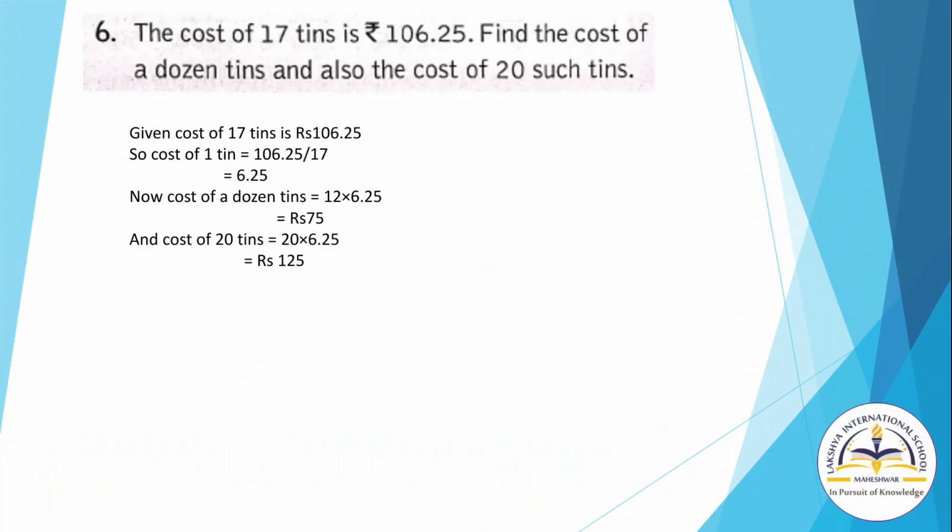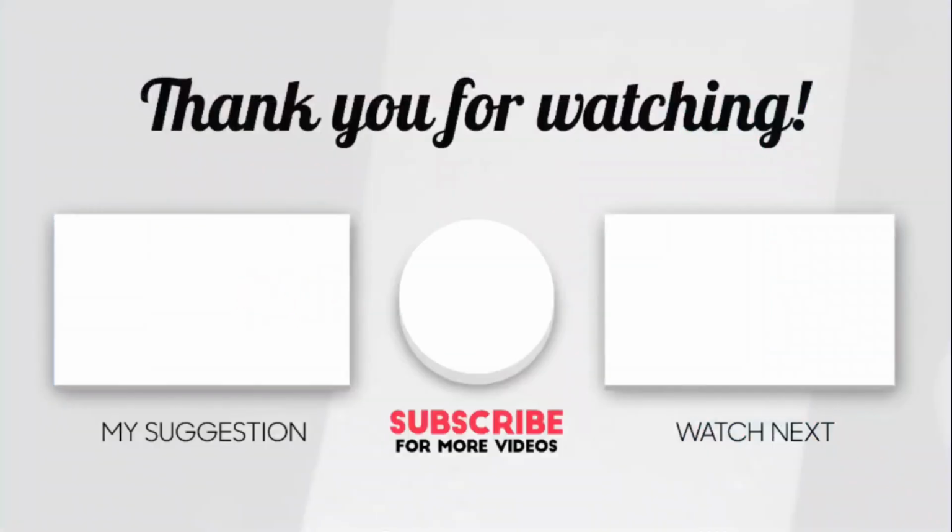Now question number 6, the cost of 17 pens is 106.25 rupees. Find the cost of a dozen pens and also the cost of 20 such pens. So first we will write here the given. Now the cost of one pen is 106.25 divided by 17. You will get 6.25. This is the cost of one pen. Now the cost of a dozen pens is 12 into 6.25. You will get 75 rupees. Now the cost of 20 pens is 20 multiplied by 6.25. You will get 125 rupees.